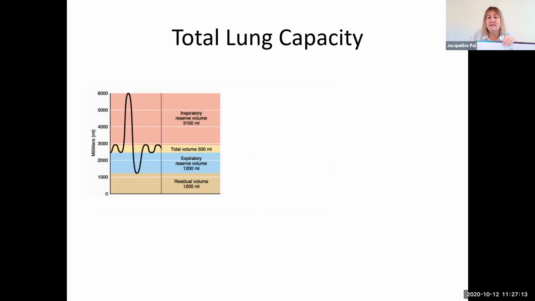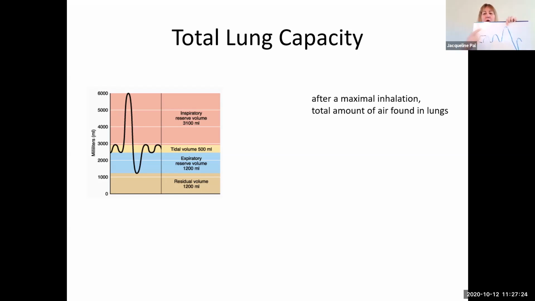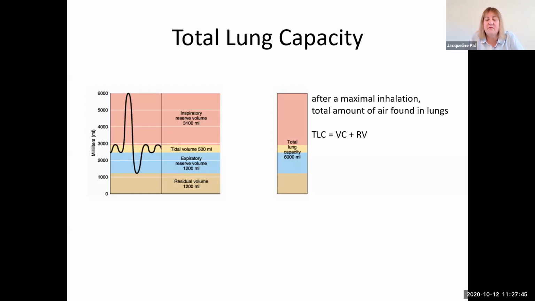And then our final capacity is the total lung capacity. And this one's really straightforward. From here to down here. And so after a maximum inhalation, not only the amount of air that we can move, but include the residual volume that's down there. It's the total amount of air that we can possibly put into our lungs. So it's the inspiratory reserve volume and the tidal volume and the expiratory reserve volume, which all three together form that vital capacity, plus the residual volume.